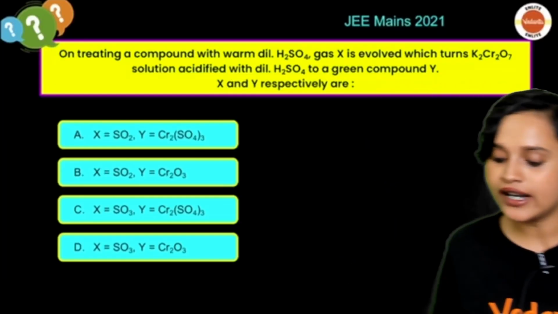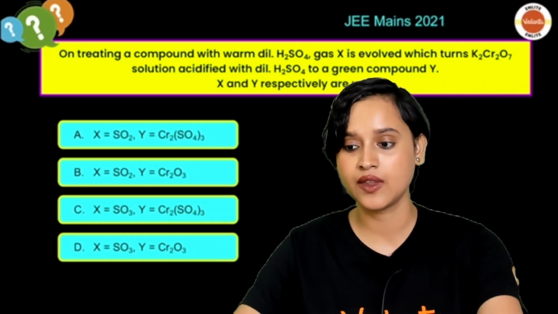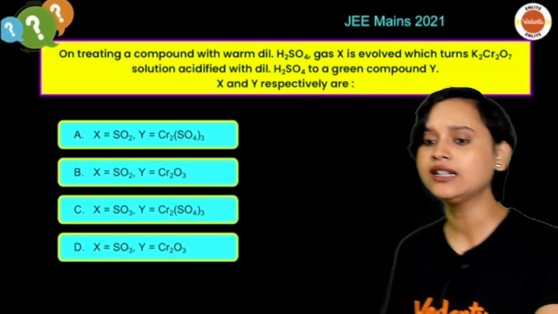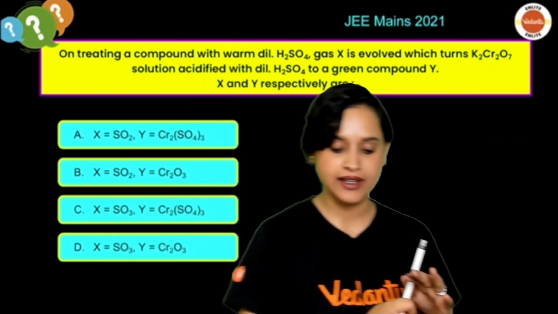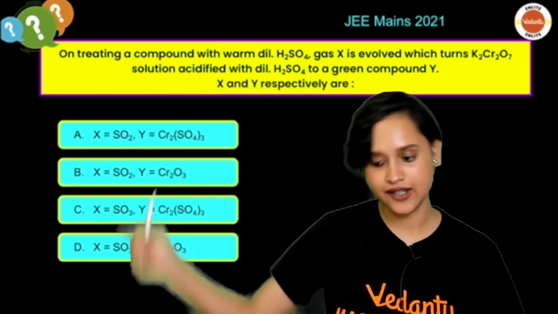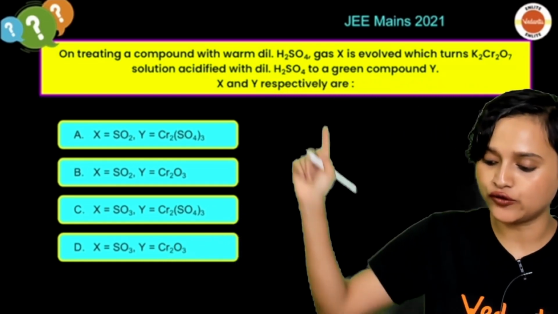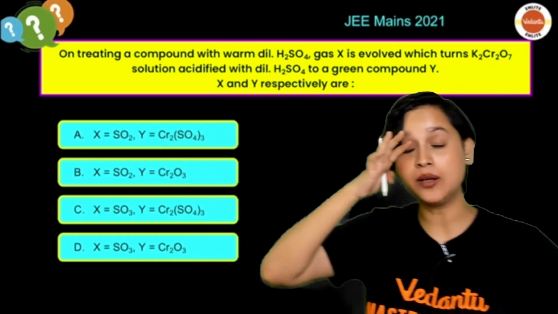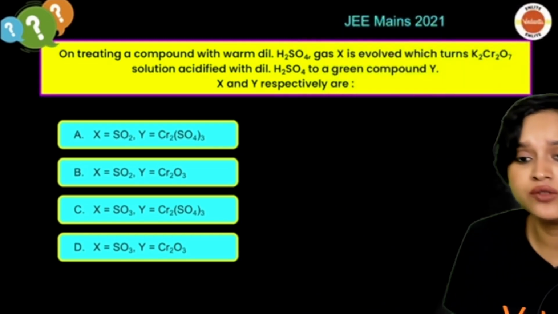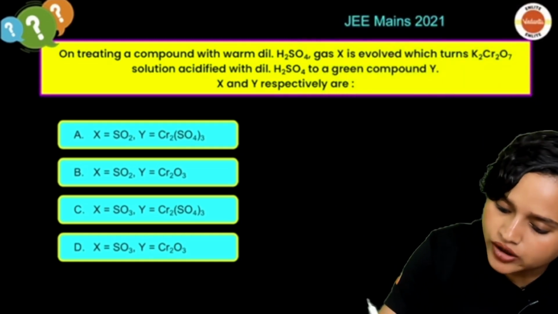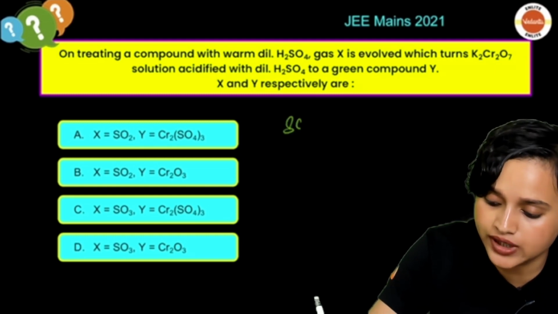Okay, let's solve this question. On treating a compound with warm dilute H2SO4, gas X is evolved, which turns K2Cr2O7 solution acidified with dilute H2SO4 to a green compound Y. X and Y respectively are. Okay, this is very simple. On treating a compound with warm dilute H2SO4, gas X is evolved. What is the gas X? The gas X obviously will be SO2.